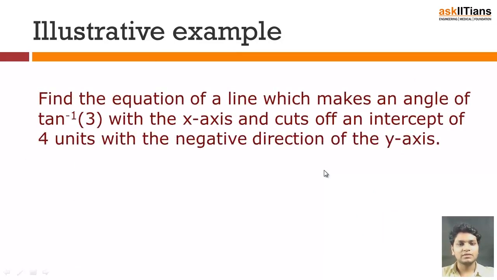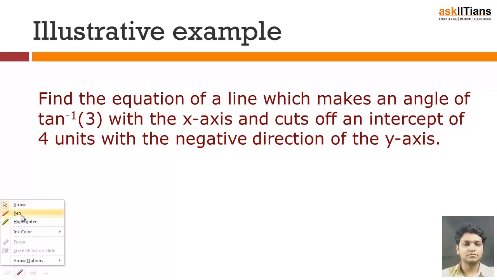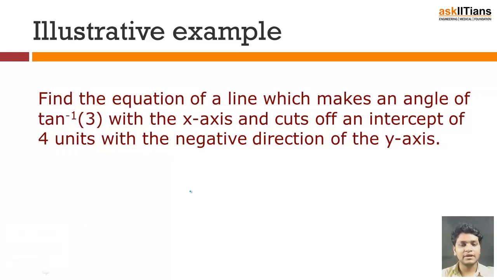So let us solve an example. We have to find the equation of a line which makes an angle of tan inverse 3 with the x-axis and cuts off an intercept of 4 units with the negative direction of the y-axis. There is an important term which is being given over here: intercept.